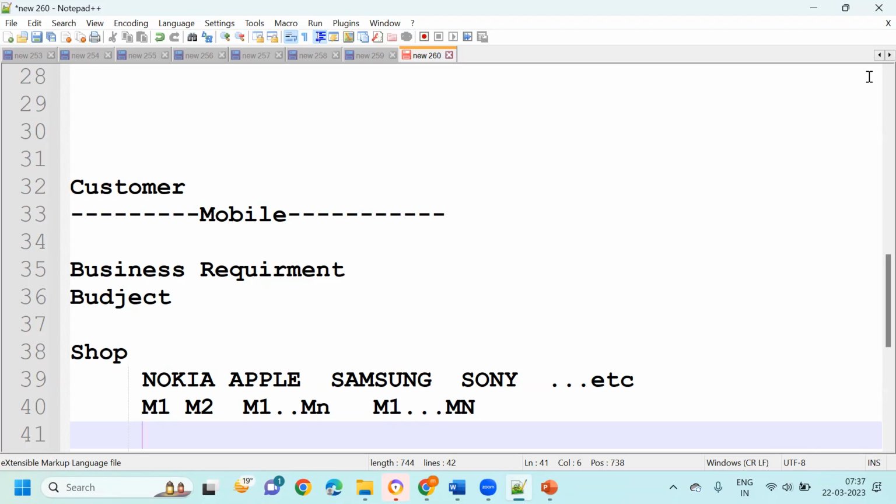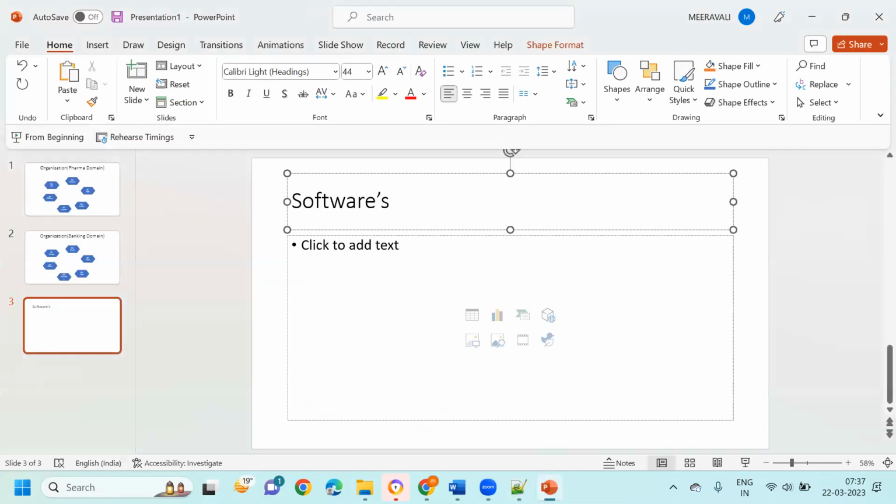In a similar way, if you want to run your business, we require software. So which software, or what type of software, is available in the market? Which software would you like to use to run your business system smoothly? Everything you need to capture here.